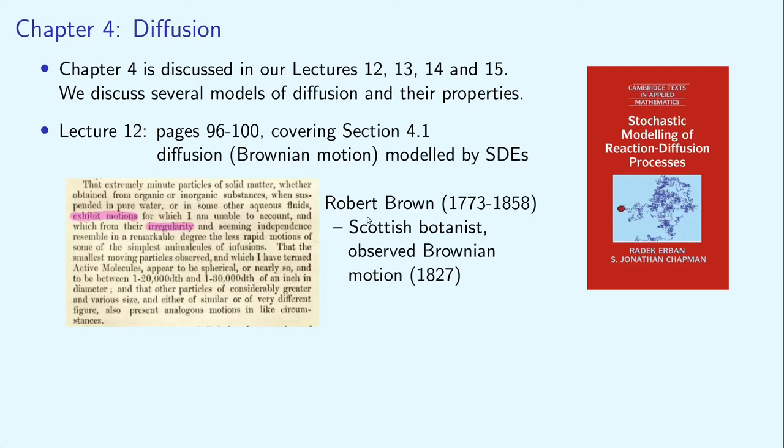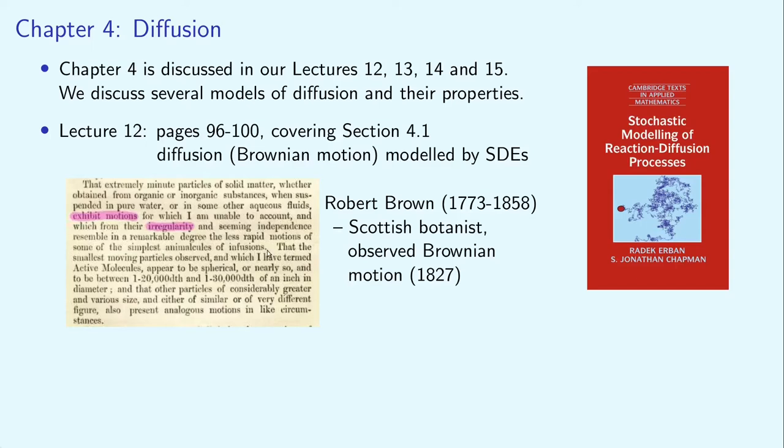Brownian motion is named after Scottish botanist Robert Brown, who observed it in 1827. I have copied here a paragraph from one of his papers, summarizing his observations. He wrote that extremely minute particles of solid matter, whether obtained from organic or inorganic substances, when suspended in pure water, or in some other aqueous fluids, exhibit motions for which I am unable to account and which, from their irregularity and seeming independence, resemble in a remarkable degree the less rapid motions of some of the simplest animalcules of infusions.